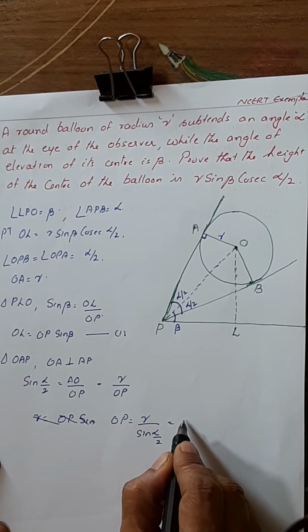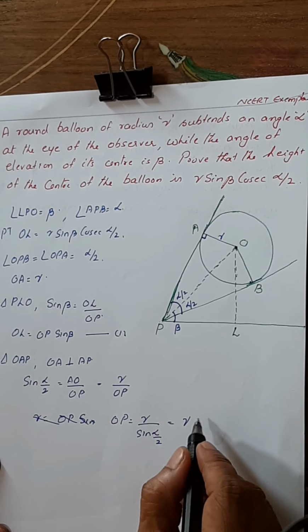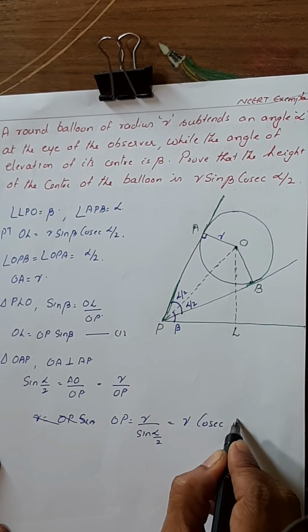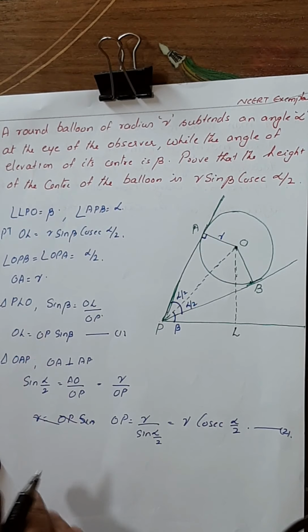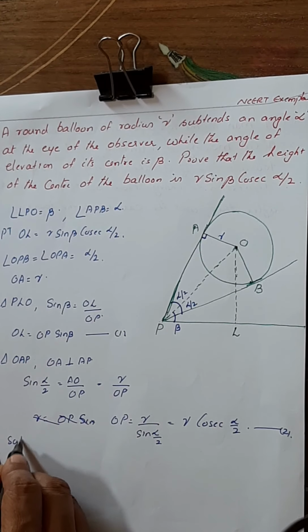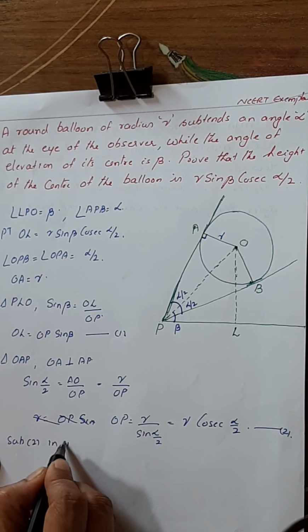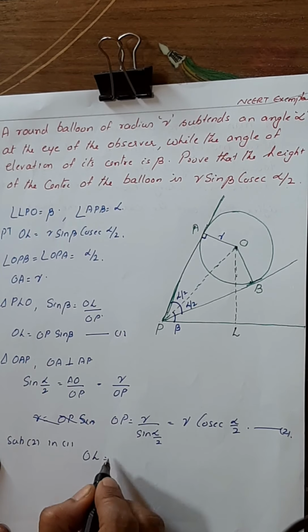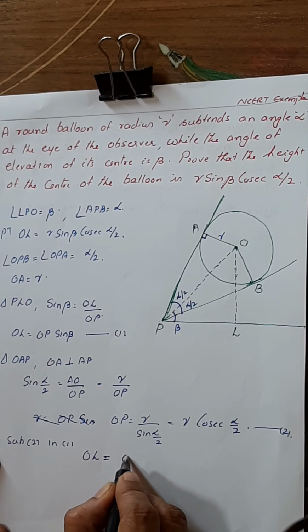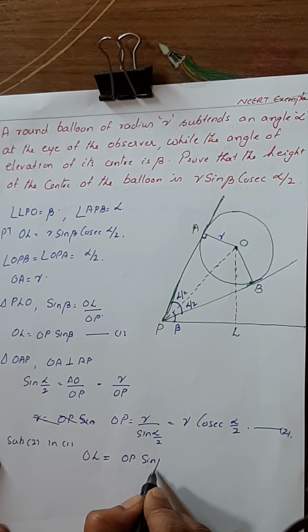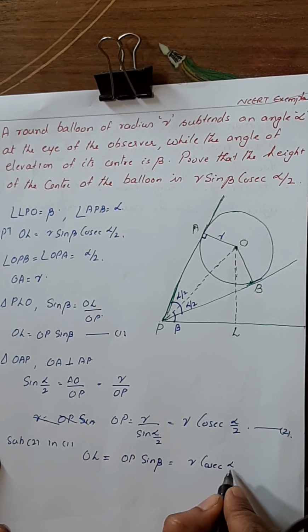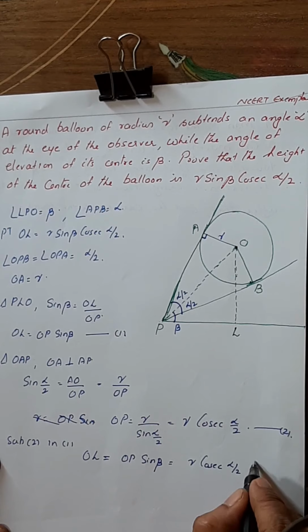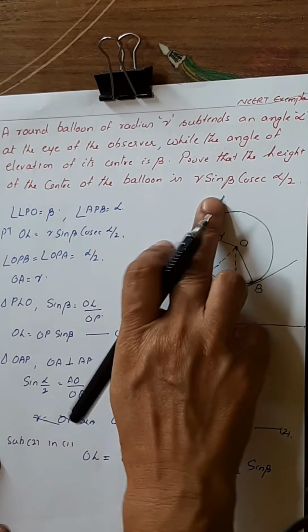So this is equal to r, 1 by sine theta is cosecant theta. So cosecant alpha by 2. So we'll substitute this in 1. Substituting 2 in 1, we get OL, because we have to find the height OL. So OL is equal to OP sine beta, that is equal to r cosecant alpha by 2 sine beta. That's what we have to find.